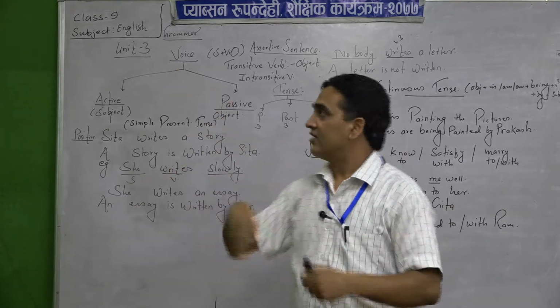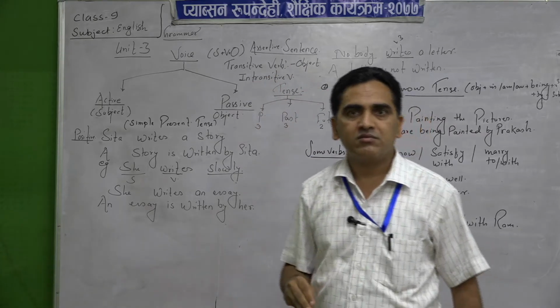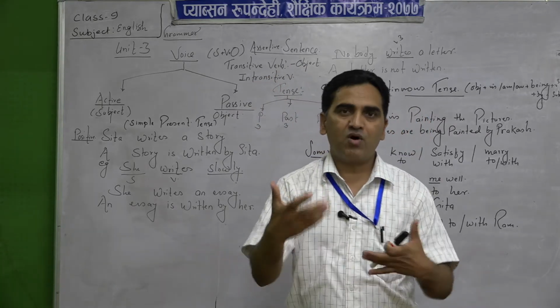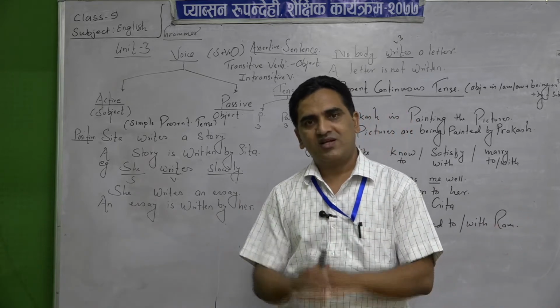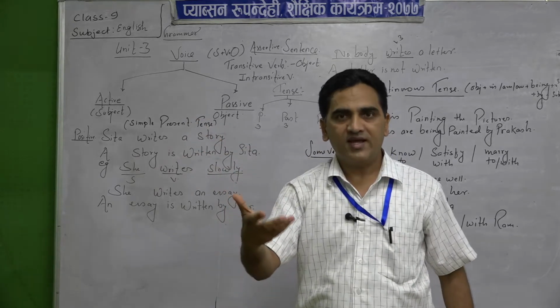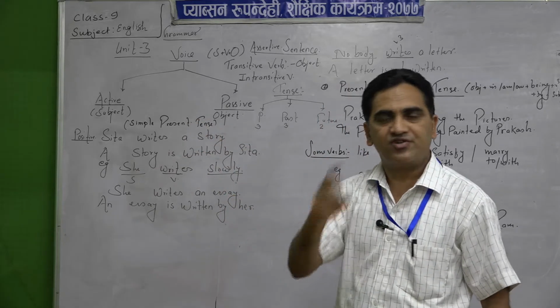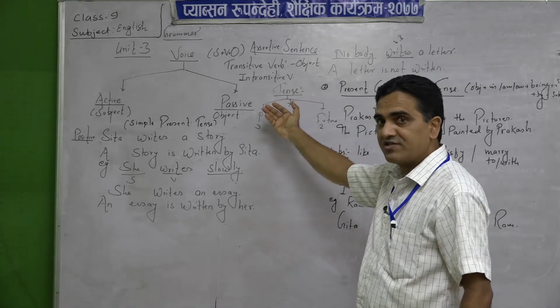I am painting on the wall, I am painting the pictures. This verb shows the action. Verb is an action word. Subject is the doer; the subject shows the doer. Subject, verb, object: three things are very important while reading the active and passive voice, my dear students.